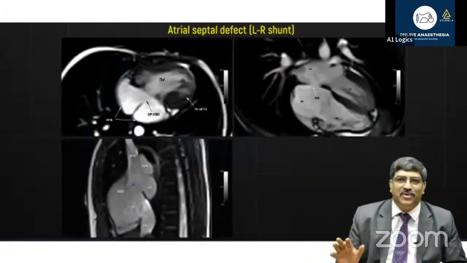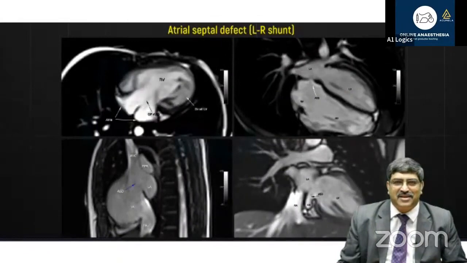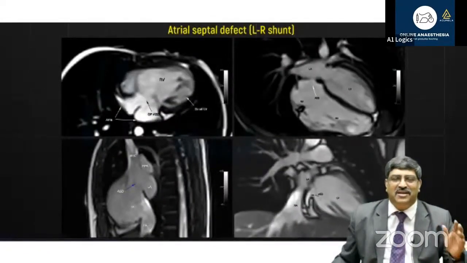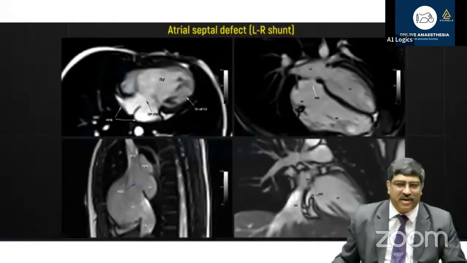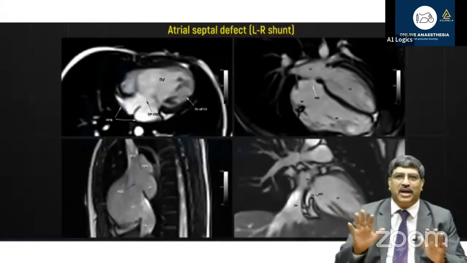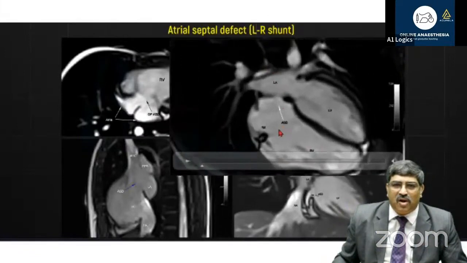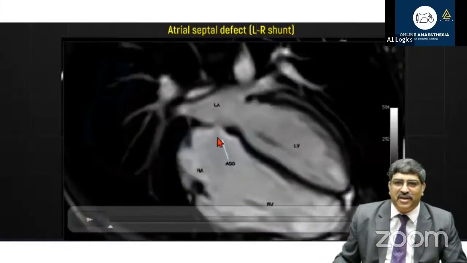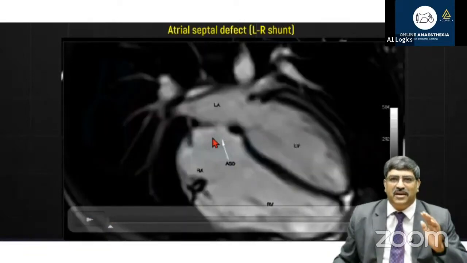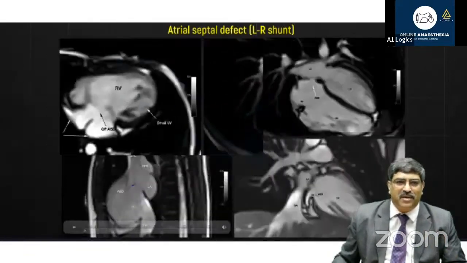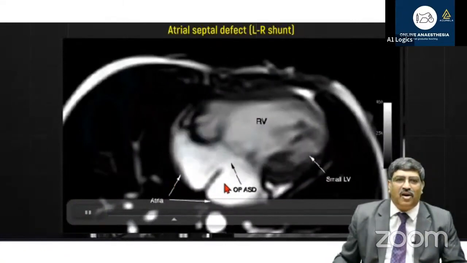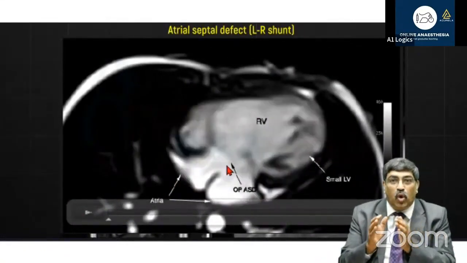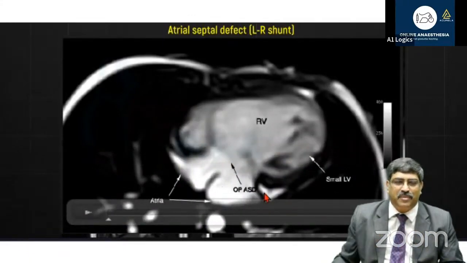Now coming to individual lesions. The most common congenital heart disease, left to right shunt, is atrial septal defect. Here you have 4 types of ASD. The most common type is the ostium secundum ASD, which is a defect in the middle of the atrial septum. The next type is the ostium primum ASD. Here you can see the defect in the lower part of the atrial septum.